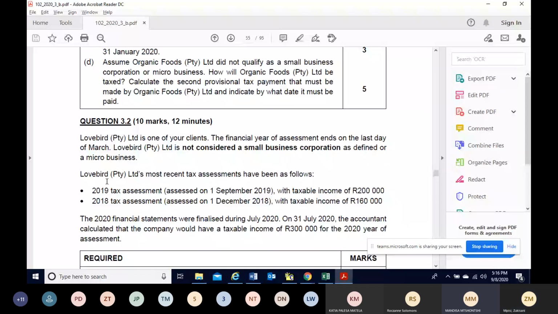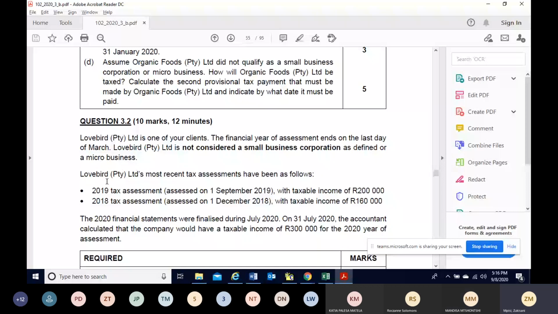$160,000. Why not 1 September 2019? I'm not sure. Oh, we are on 2020. Yeah, I think you're right.